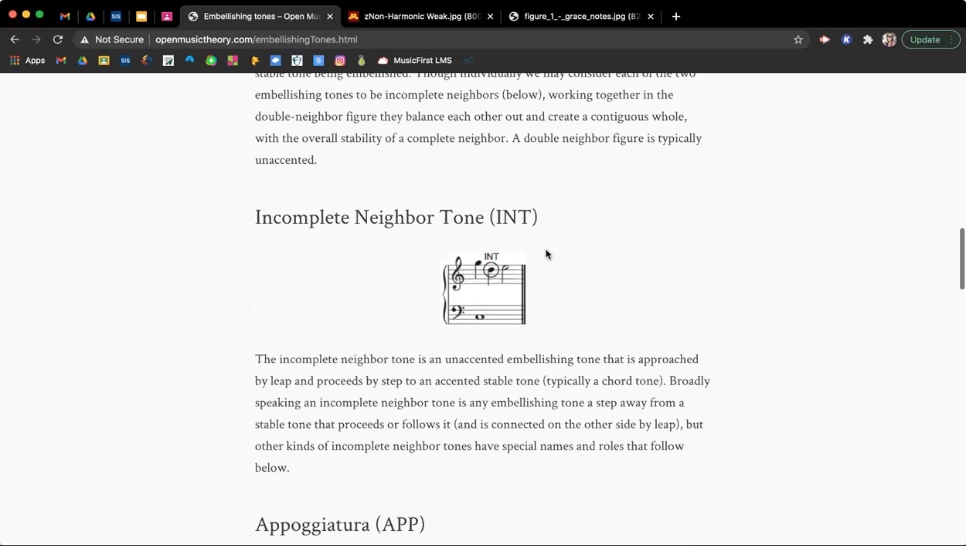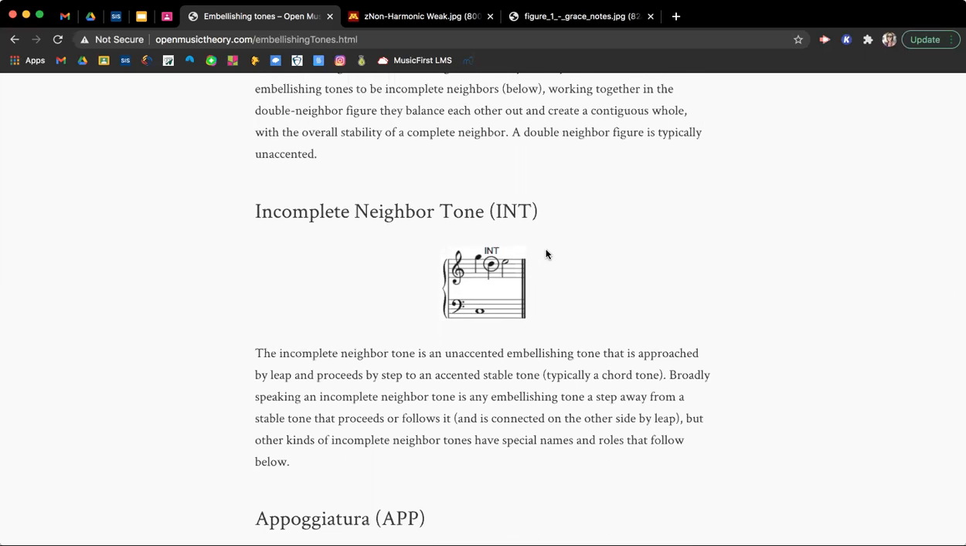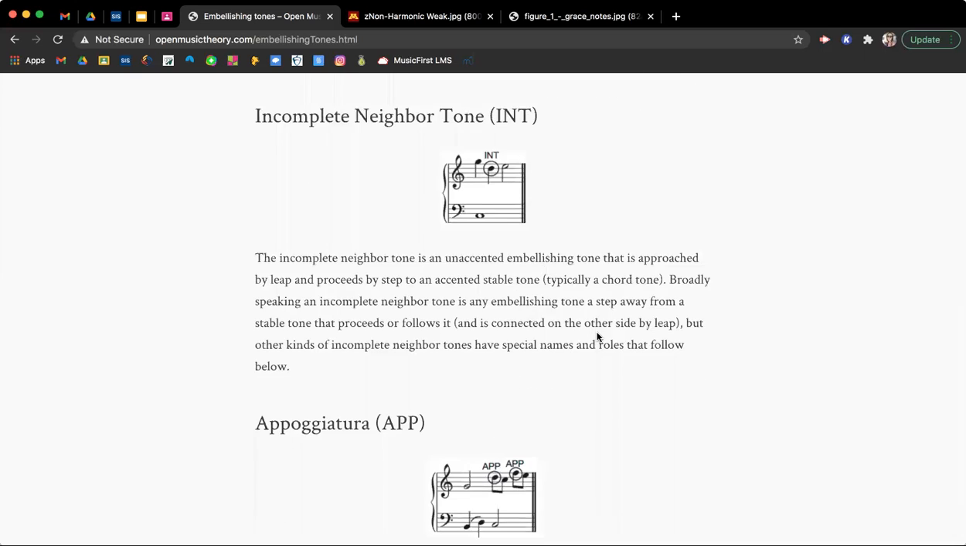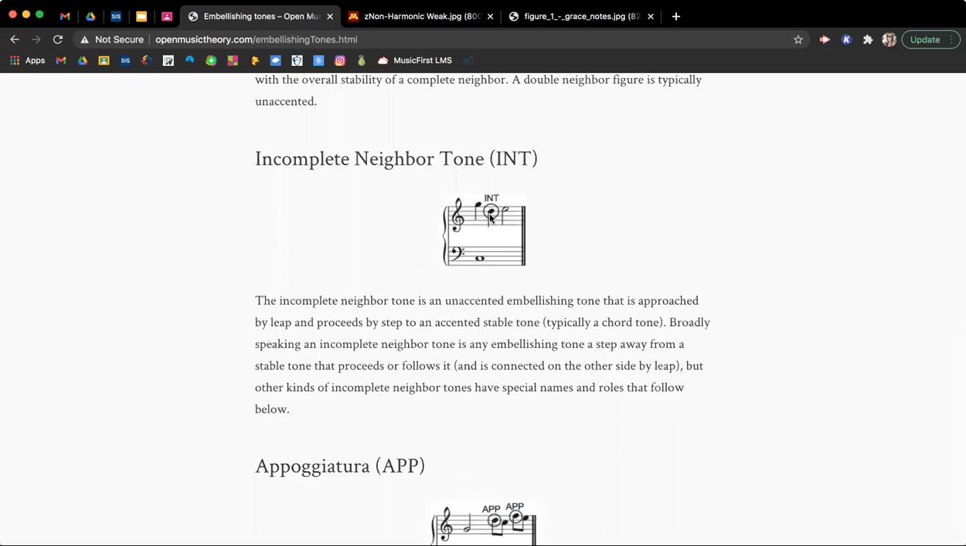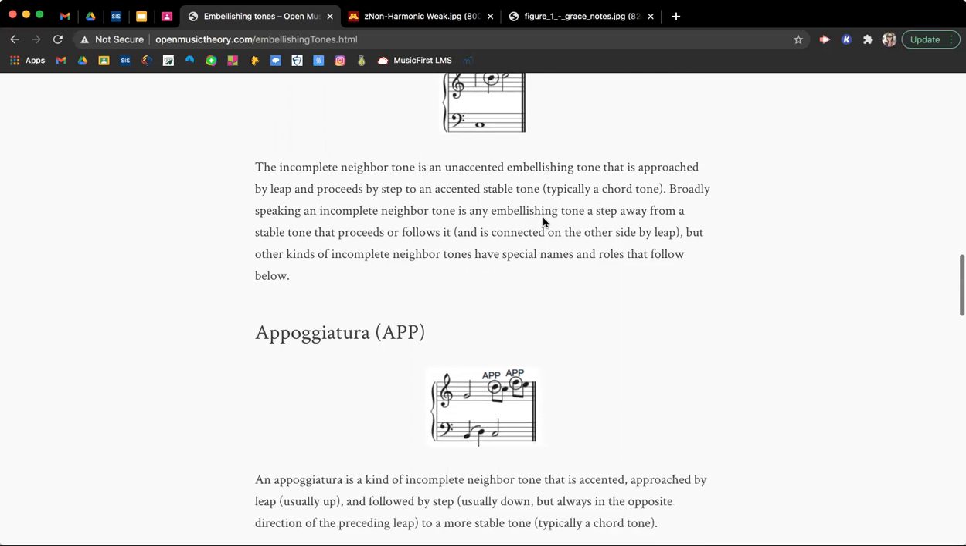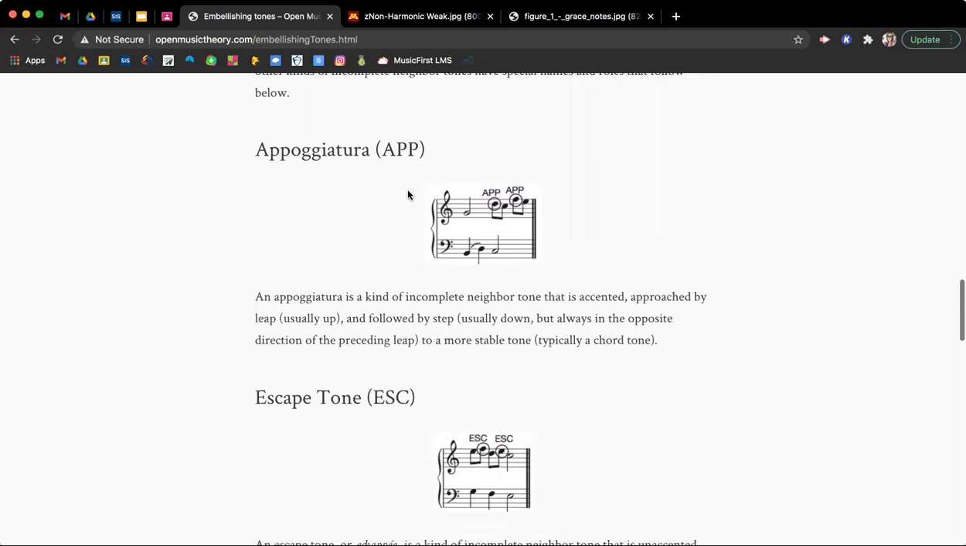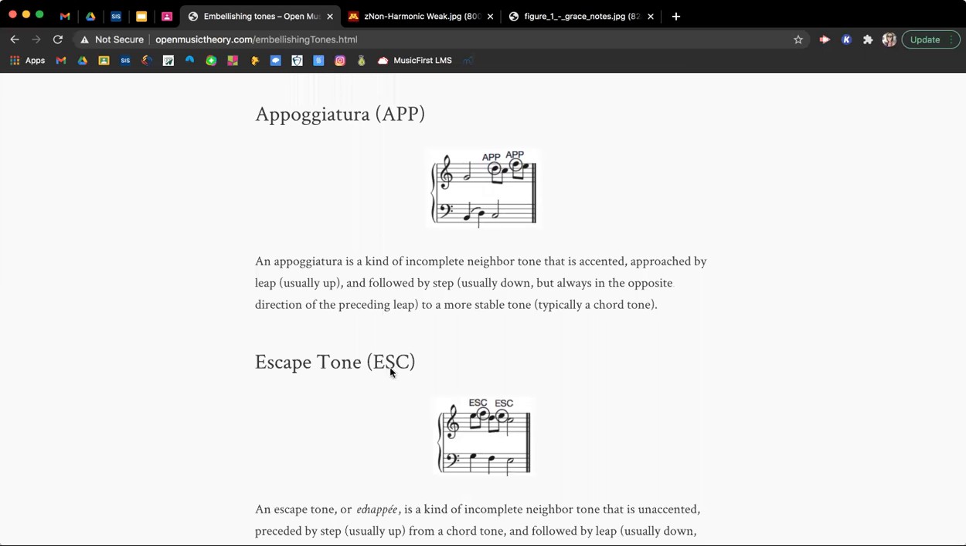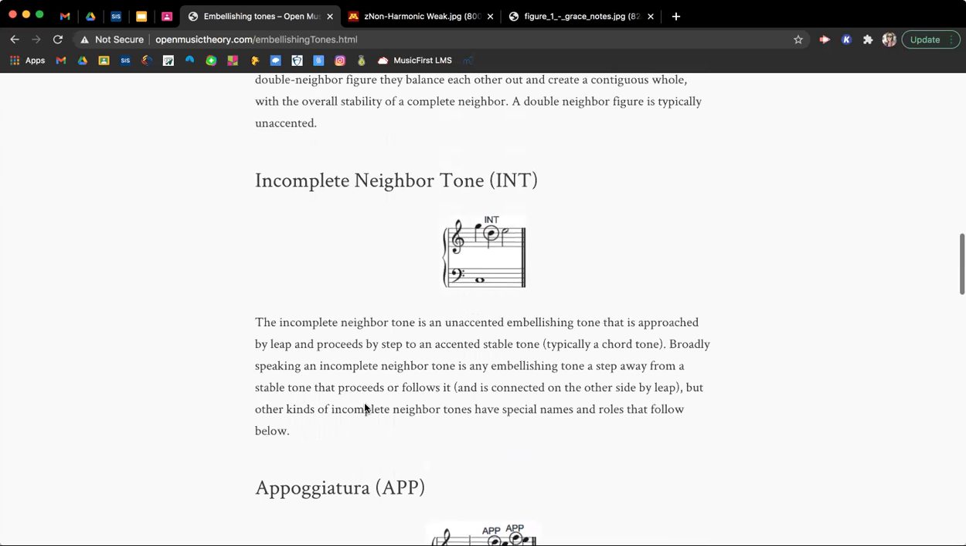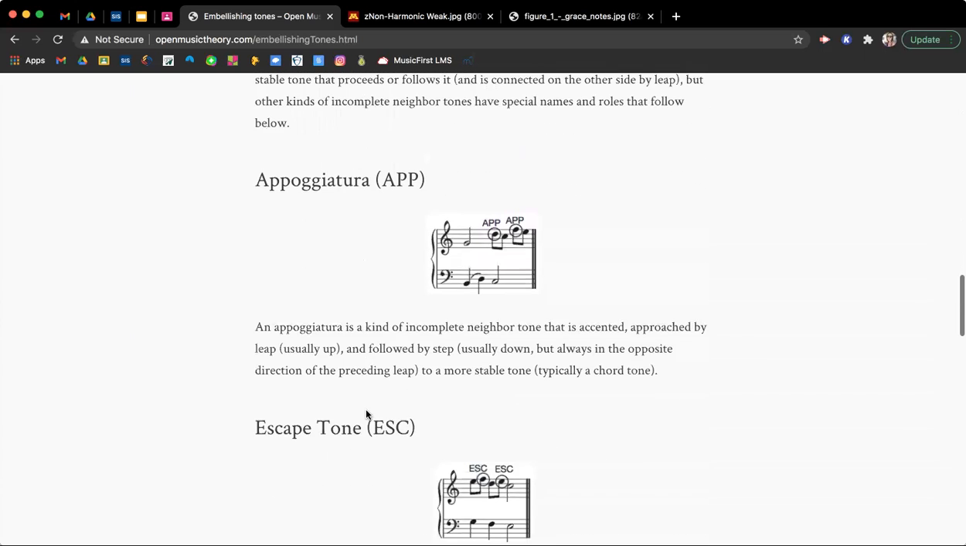Now there are different types of incomplete neighbor tones, and we're going to see these below here. So an incomplete neighbor tone, you can see we have the note and then we're returning to a chord tone, but we're not returning to the same note as before. So an incomplete neighbor tone, there are two popular types, the appoggiatura and the escape tone. All right, so appoggiaturas and escape tones are both forms of incomplete neighbor tones, and they're opposites of each other.